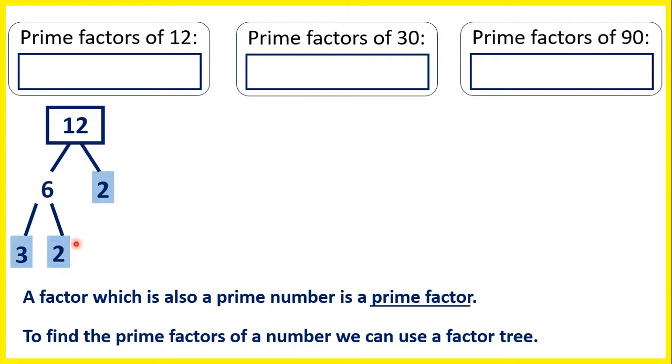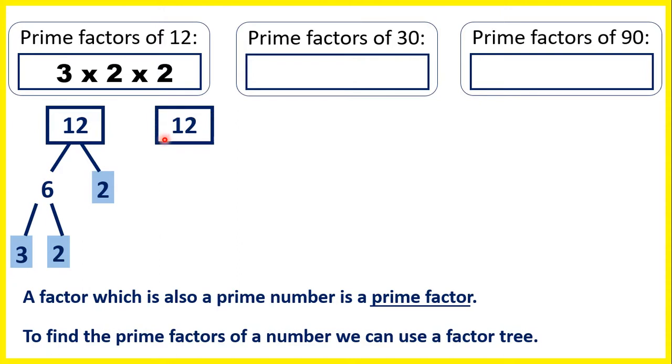So, the prime factors of 12 are 3 times 2 times 2. So we can express the prime factors as a multiplication. When you multiply these prime numbers together, you're going to get 12.